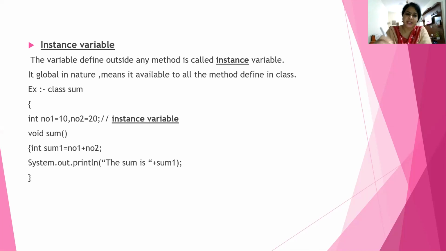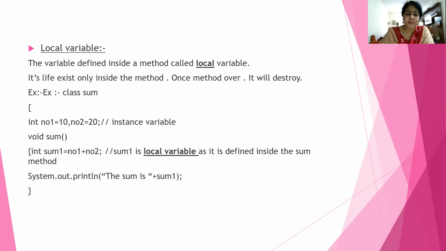From the example, just look here: void sum is a method. The number one and number two are defined outside the method, so that is why they are called instance variables. Now comes the variable known as the local variable. The variable which is defined inside the method is known as a local variable, and it exists only in the method. Once you come out of the method, it is destroyed. Here, int sum is defined inside the void sum method, so that is why it is called a local variable.